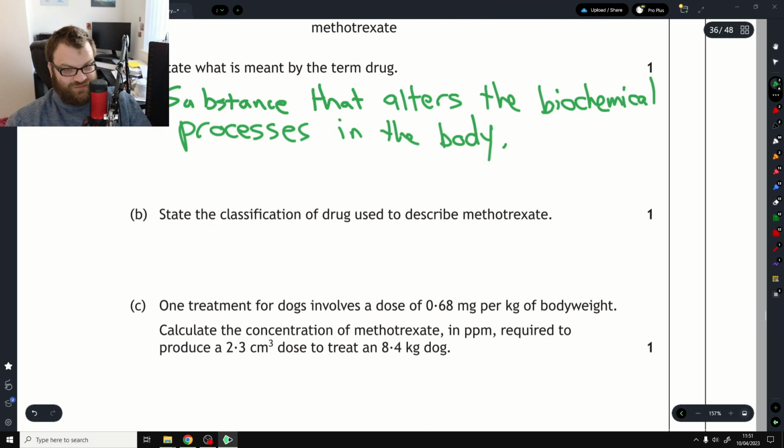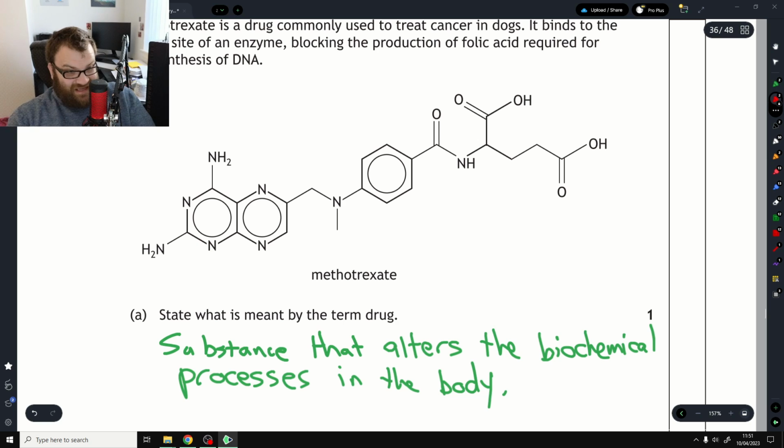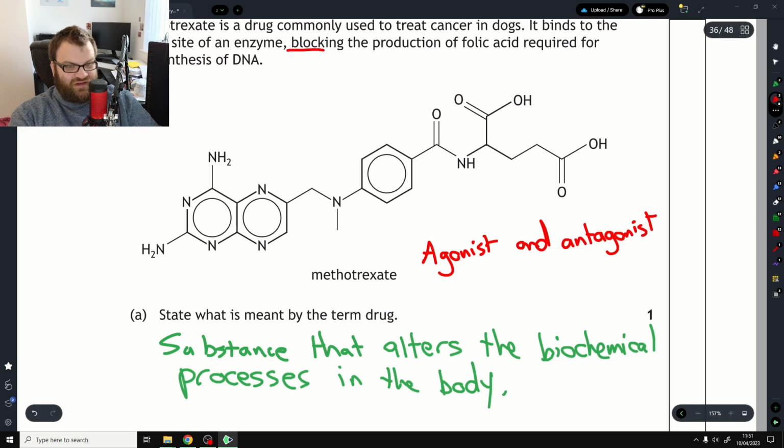Now, I have seen this question before, so one of the simplest ways of separating the different types of drugs would be into agonists and antagonists. So with that being said, we've got something that's blocking. If you only focus on that word, you would put antagonist as the answer, because that blocks the pathways, whereas an agonist mimics that.